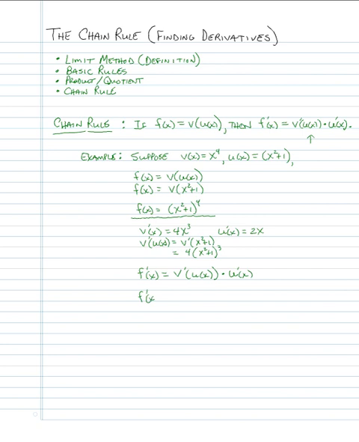And we've already got these components. V prime of u of x is 4 times x squared plus 1 cubed, and u prime of x is just 2x. And then, of course, we could simplify that and write it as 8x, the 4 times 2x, times x squared plus 1 cubed.